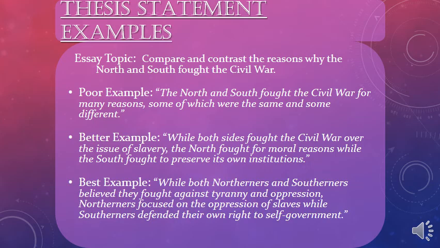Best example. While both Northerners and Southerners believe they fought against tyranny and oppression, Northerners focused on the oppression of slaves, while Southerners defended their own right to self-government. Now you're kind of breaking it down. You're sharing to the reader, this is what I want to focus in on. This is what you're going to learn more about.